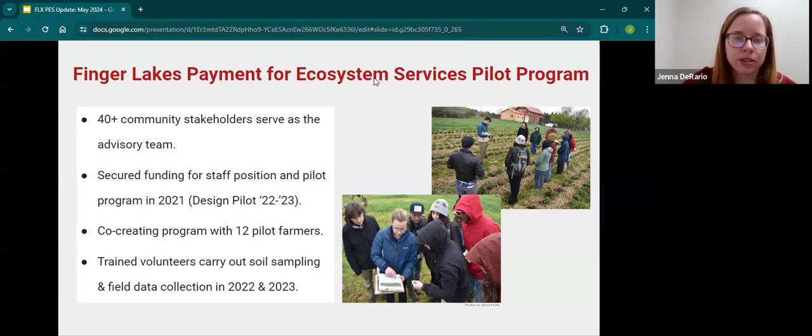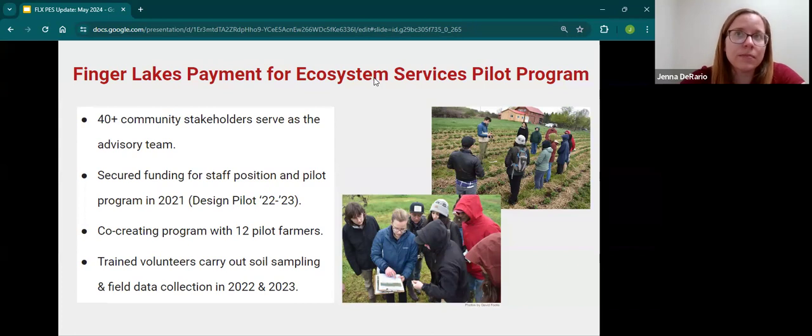And then they were able to secure funding in 2021 from a local foundation. That's how I came aboard as staff for the program. And then we were able to launch the actual pilot program in 2022, where we first started with 6 farmers here in Tompkins County, with the aim to focus, as I said, specifically on smaller farms.